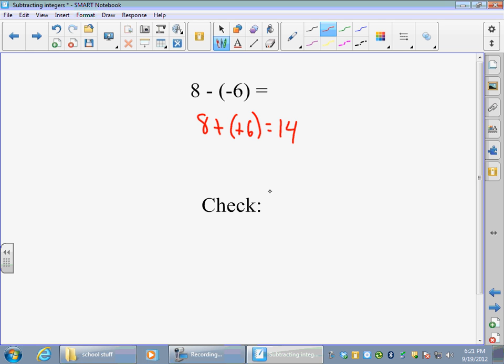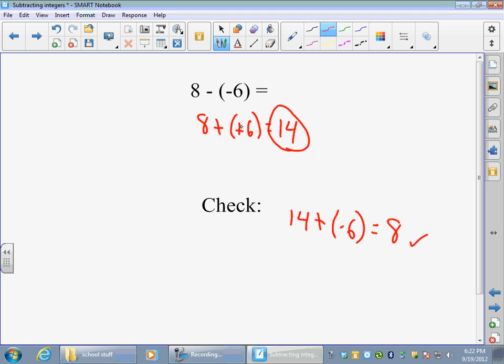And if you check this, like we were doing yesterday, you'll see I'd start with the answer I got, and I'd add on what had been subtracted, add on a negative 6. Well, when I add a positive and a negative, I take the sign of the bigger one, so it's positive, and I subtract them. 14 minus 6 is 8. So, yeah, it checks out. That is the right answer. It's definitely 14. Okay?